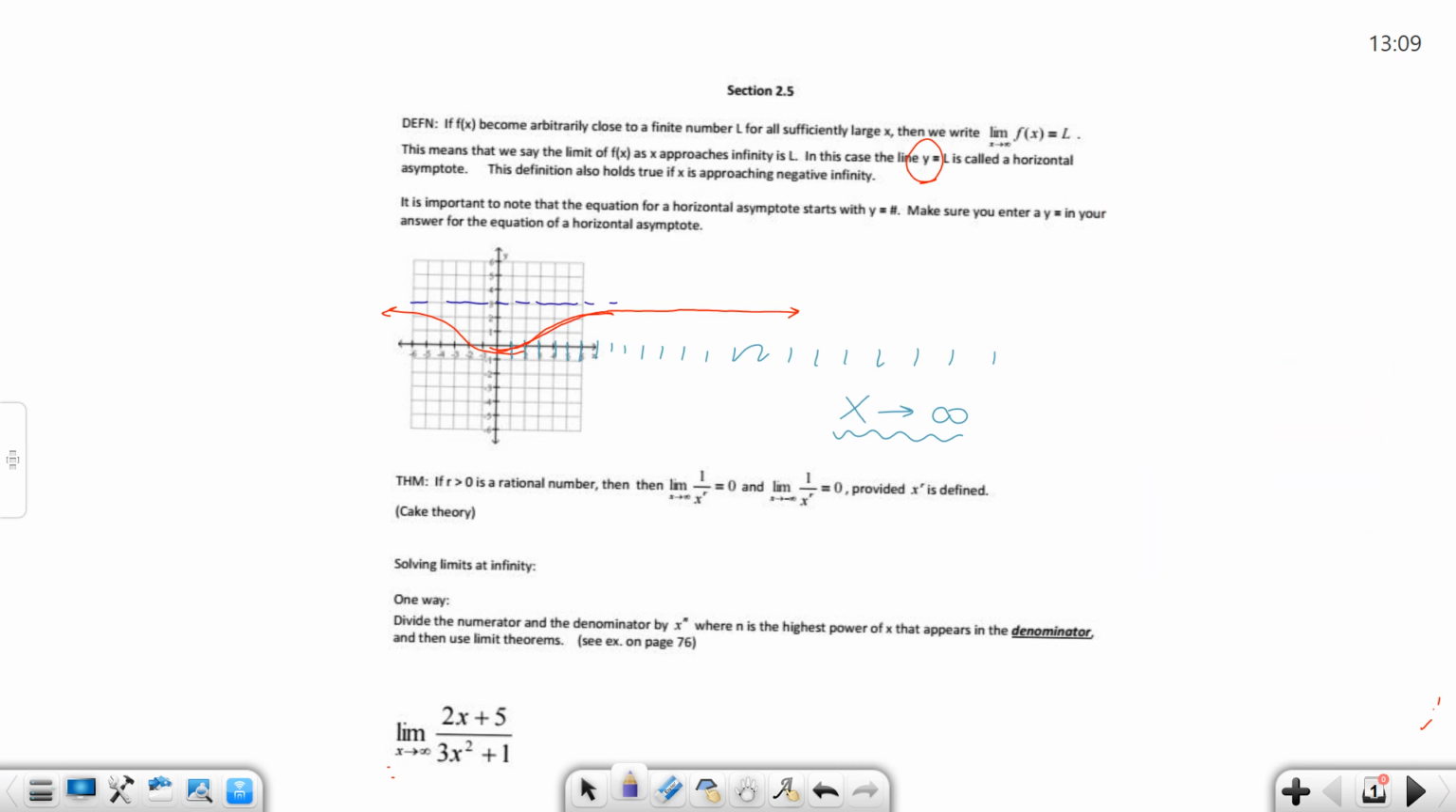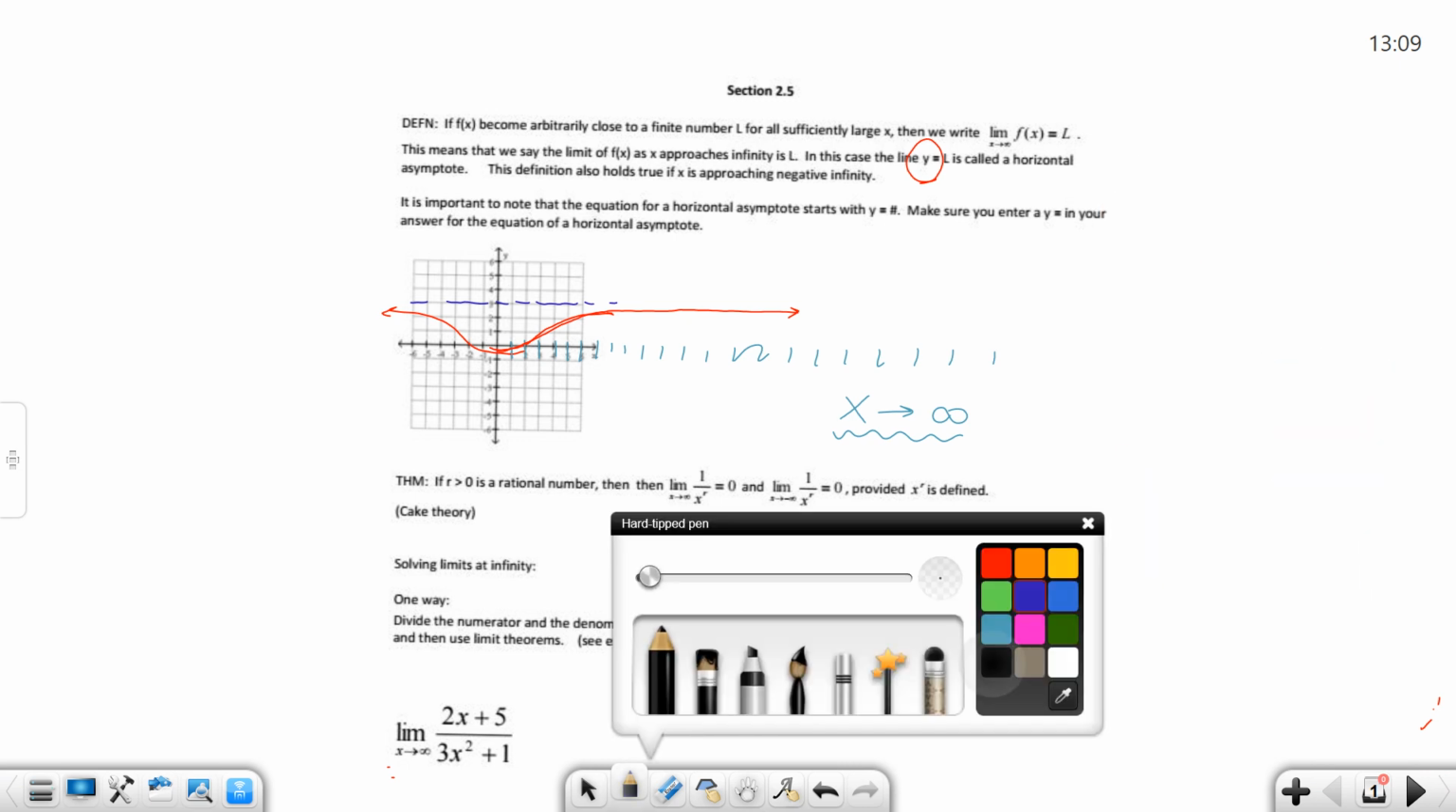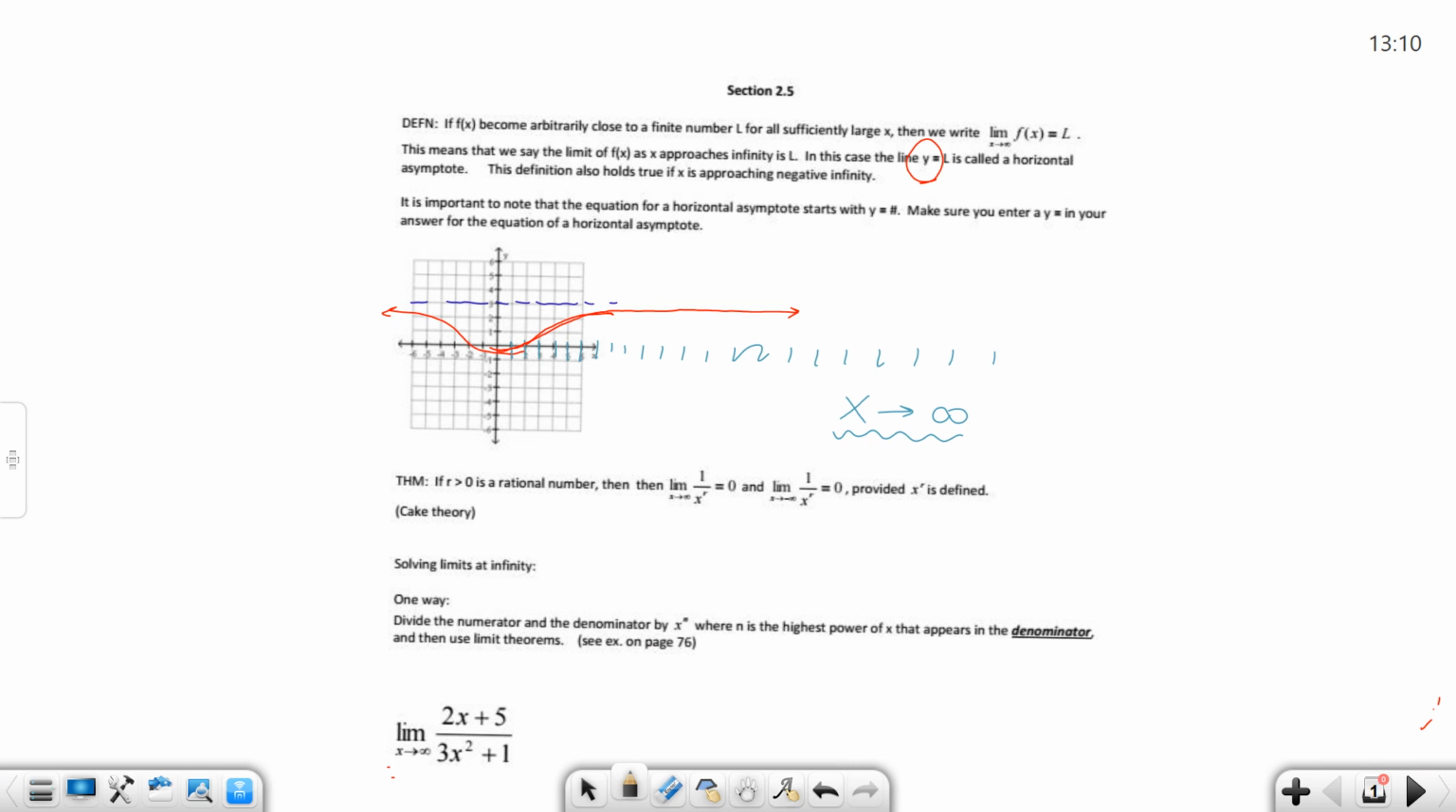Now, let's actually work one using the cake theory, and then we'll work it the easy way after that. I ran out of room. Let me write this up here. Try again. So sorry.